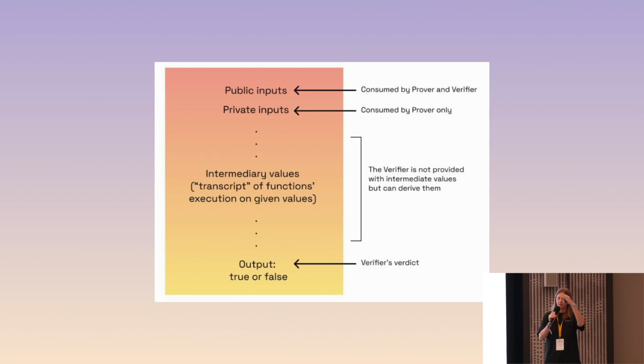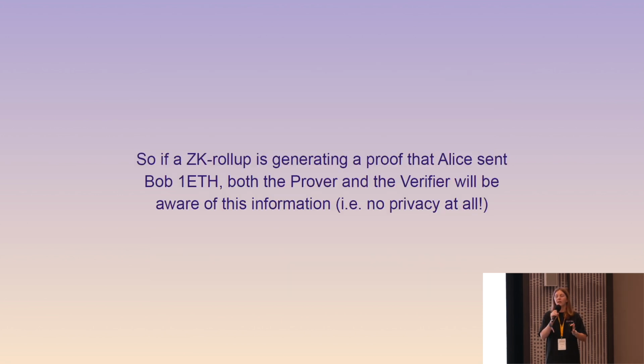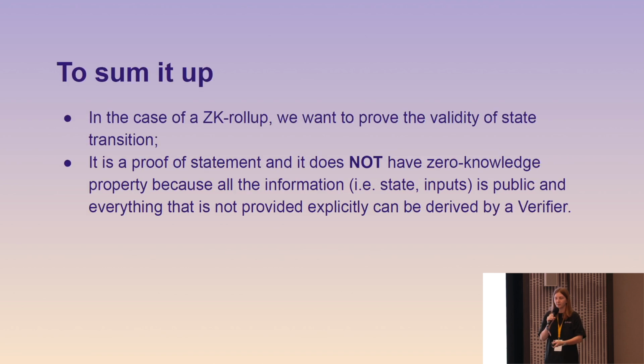We have some intermediate values. The verifier is not provided with intermediate values, but they can derive it from the data they have, and we have the verifier's decision. So if a ZK rollup is generating a proof that Alice sent Bob 1 ETH, both the prover and the verifier will be aware of this information. Who sent, to whom sent, how much of what. So no privacy at all.